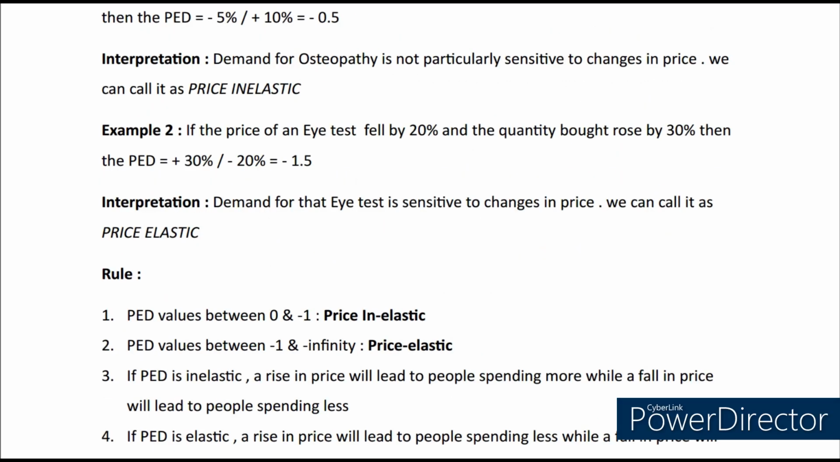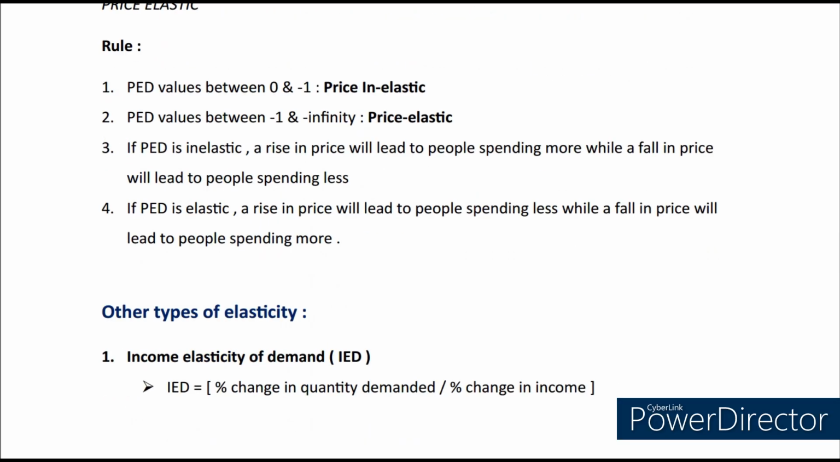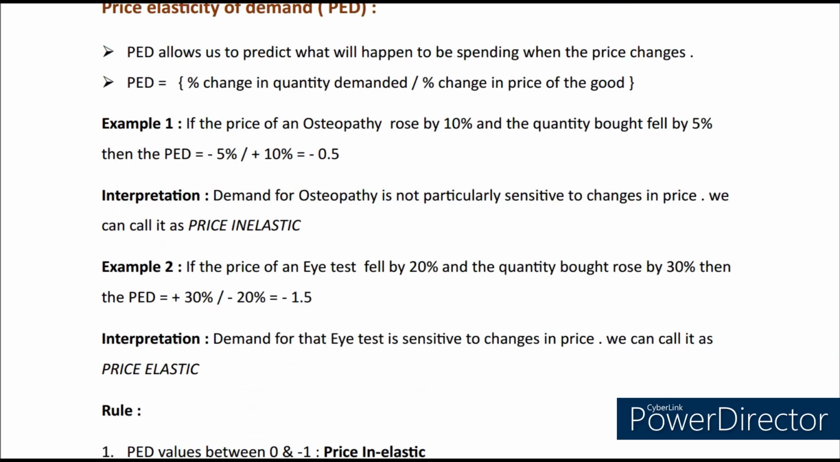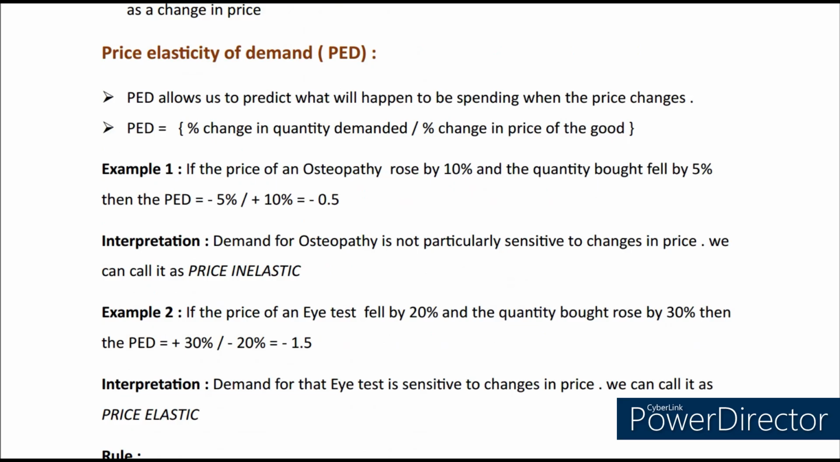Now let's look at the rules and then we'll try to interpret the answers. These are some general rules. If the price elasticity of demand value lies between 0 and minus 1, we call it price inelastic. But if the value is between minus 1 and minus infinity, we call it price elastic. Now let's interpret example 1. Our value is minus 0.5 in the osteopathy example, so it lies between 0 and minus 1. So we call it price inelastic.